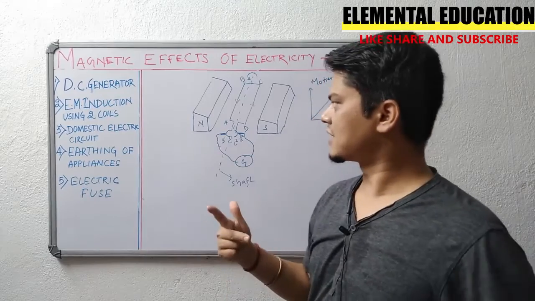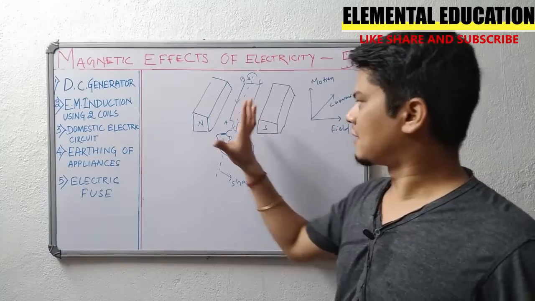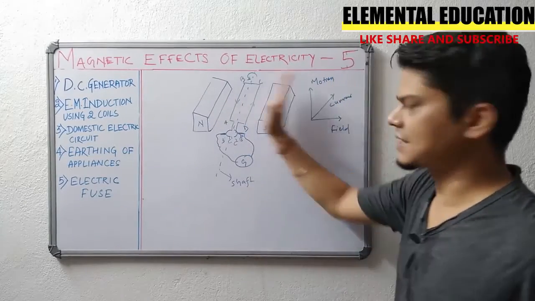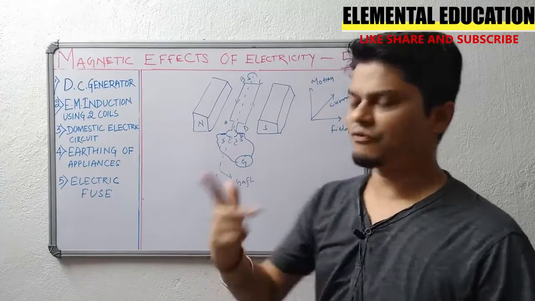So what is the difference here? Only the slip rings and split rings. Let us see, the construction is the same. So for the working principle we have to consider Fleming's right hand rule.